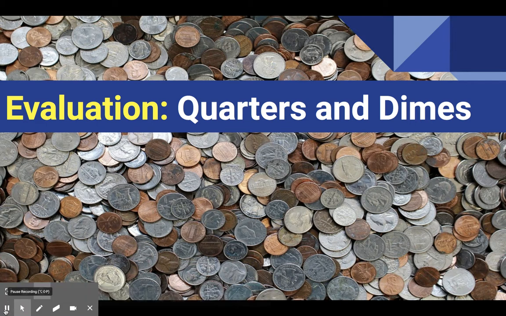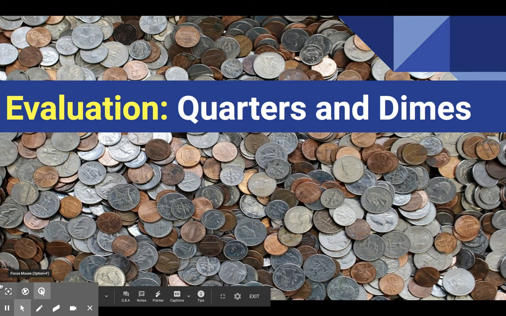And just as a hint, this may help you a little bit. For instance, 4 quarters is equal to $1, and 10 dimes is also equal to $1. So that might help you when you're filling out the table. For instance, 1 quarter is worth how much? And so forth. Again, let's complete the evaluation activity.